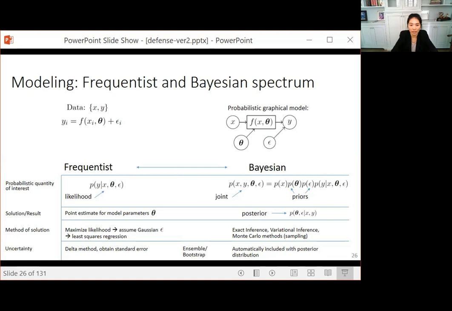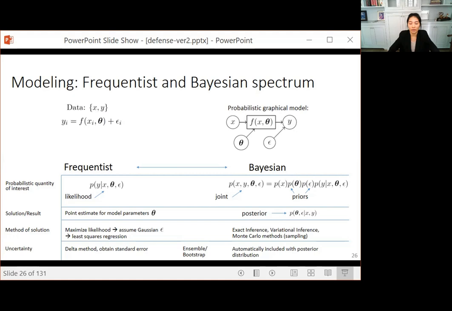And to get the uncertainty, we can use the delta method, and this allows us to obtain the standard error. And then on the Bayesian side, we can draw this as a graph. In the graph, we have nodes, the circles that are random variables, and the arrows that represent the dependency. Now the probabilistic quantity of interest is the joint distribution, so it's the distribution over all of the variables in the graph.